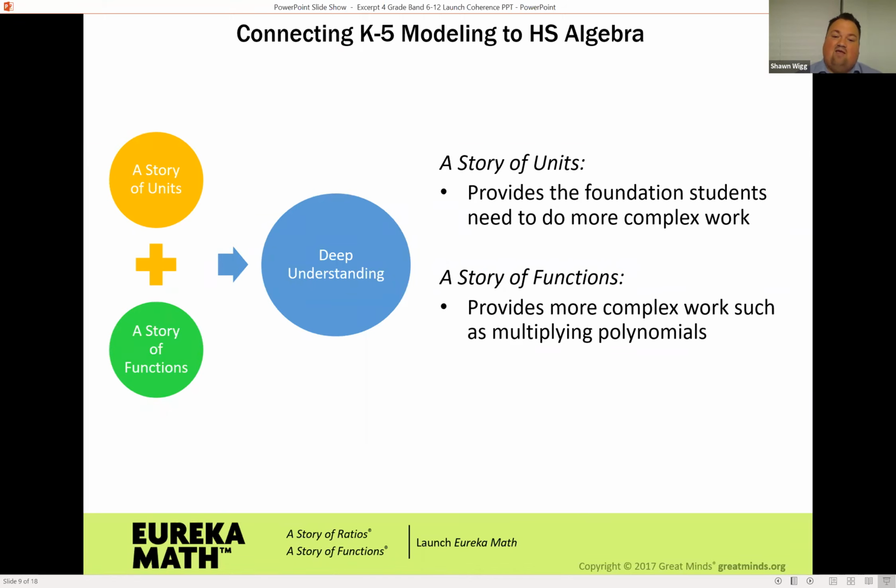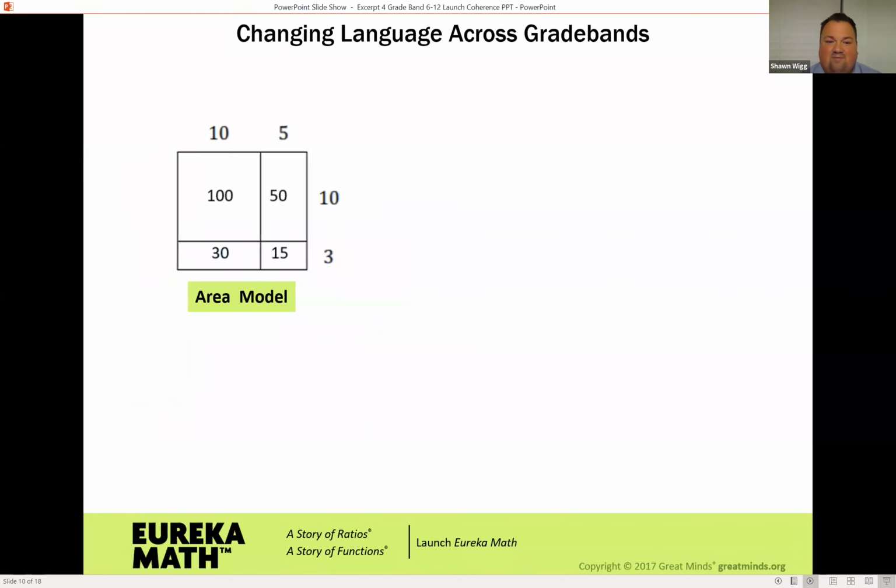It's very exciting. In our story of units, students get those foundational concepts that they need to help them do more complex work. When you get to story of functions, it provides that more complex work, such as multiplying polynomials. So let's take a look at how those connect. A minute ago, we just went through the area model. And the area model is something that students in K-5 and our story of units use consistently.